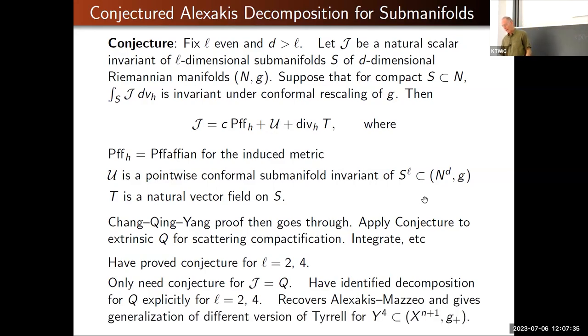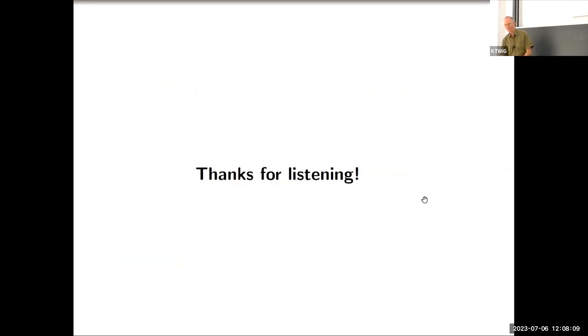And in the four-dimensional case, I mentioned that Tyrrell had a version of this for hypersurfaces that were four-dimensional. He didn't have the conformal invariant; like I said, he had this ad hoc thing. So now we get the conformally invariant version, the right way to do this. And when the submanifold is four-dimensional, it works in general codimension. So basically, it's done except for this conjecture, which is a whole different can of worms. So, thank you.